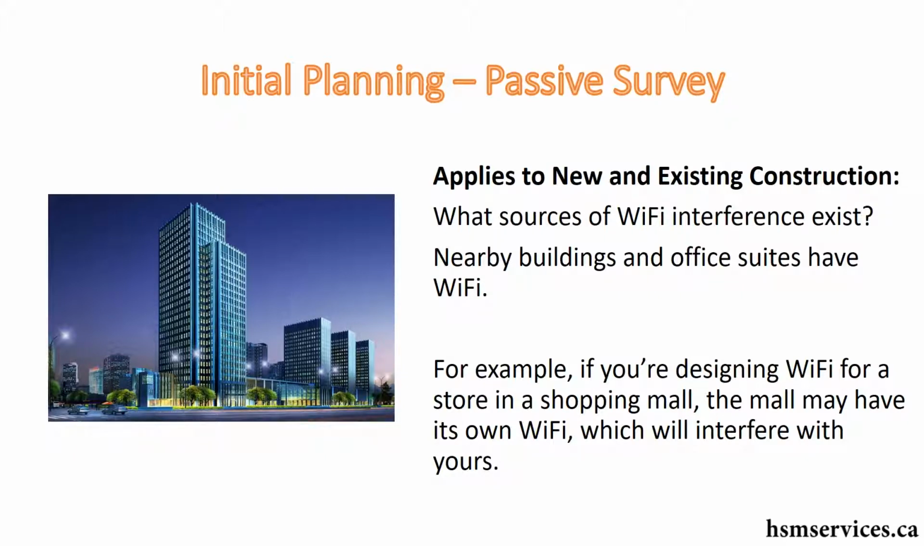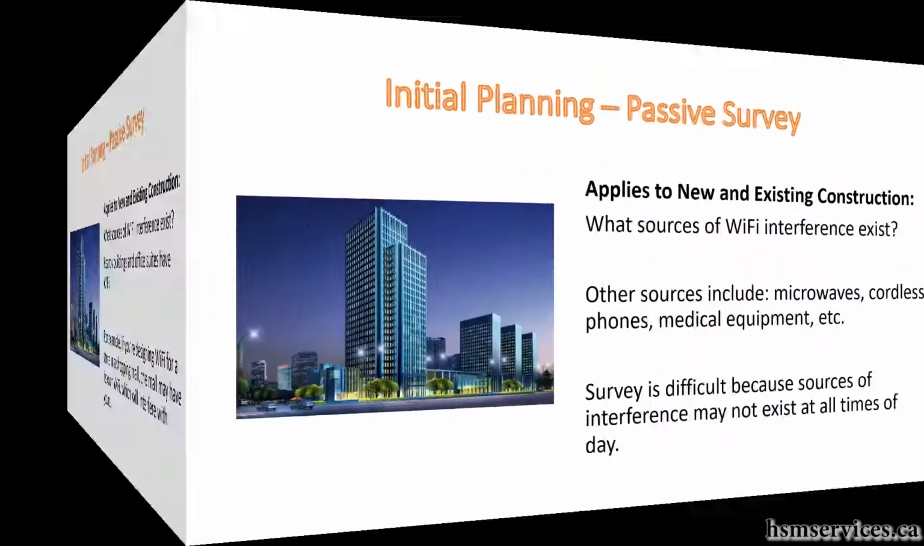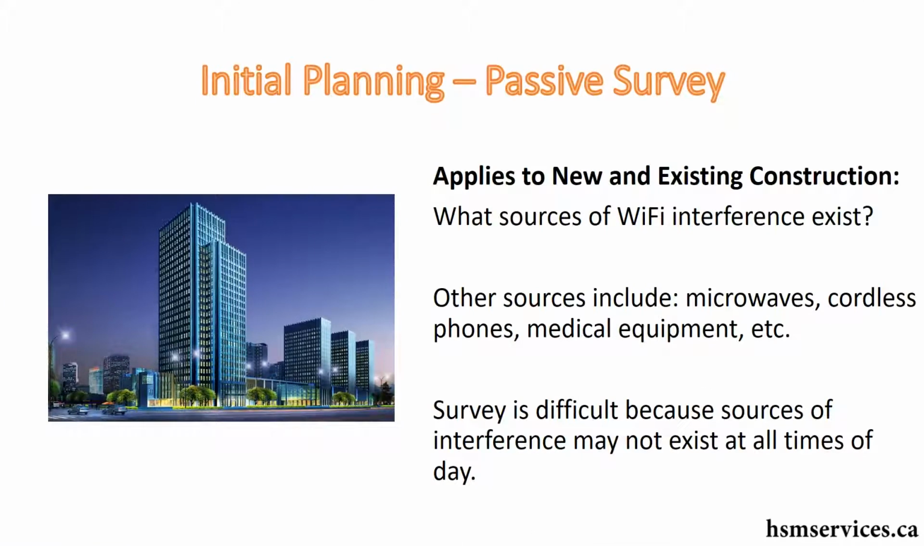There are nearby buildings and nearby offices, and they have Wi-Fi, got Wi-Fi before you. So if you're a store in a shopping mall, and there are other stores in the mall, or the mall itself has Wi-Fi, the signals from the other access points are going to interfere with yours. Or if you're in an office building, the tenant above you or the tenant below you has Wi-Fi, and you're going to have Wi-Fi, and their Wi-Fi is going to interfere with yours. So we need to figure out where the sources of interference are.